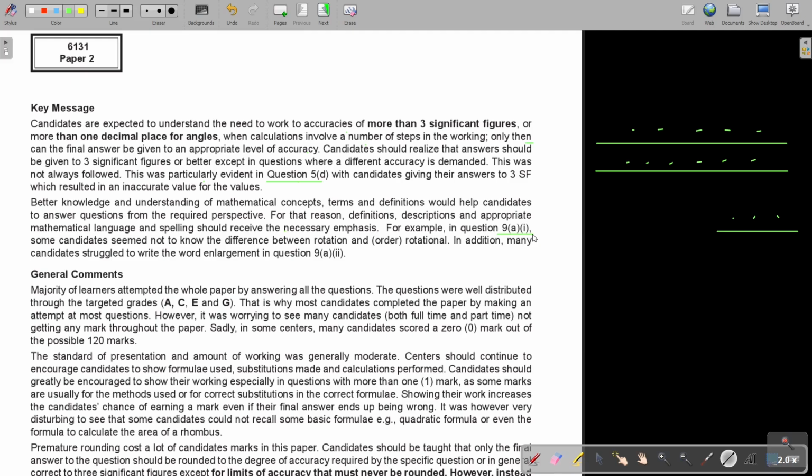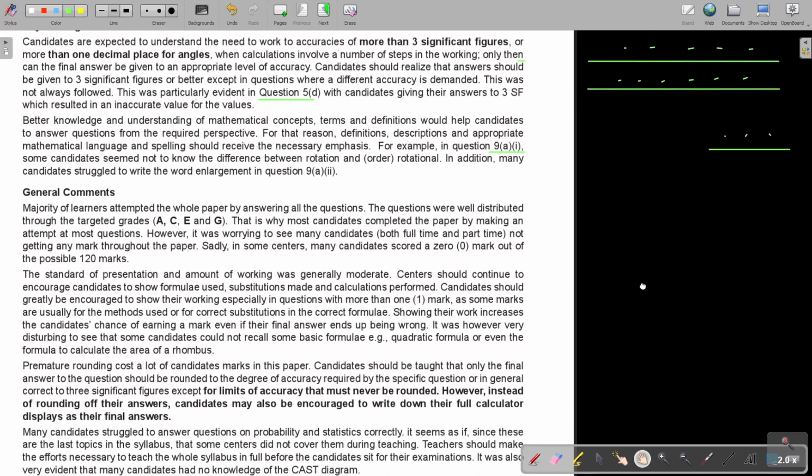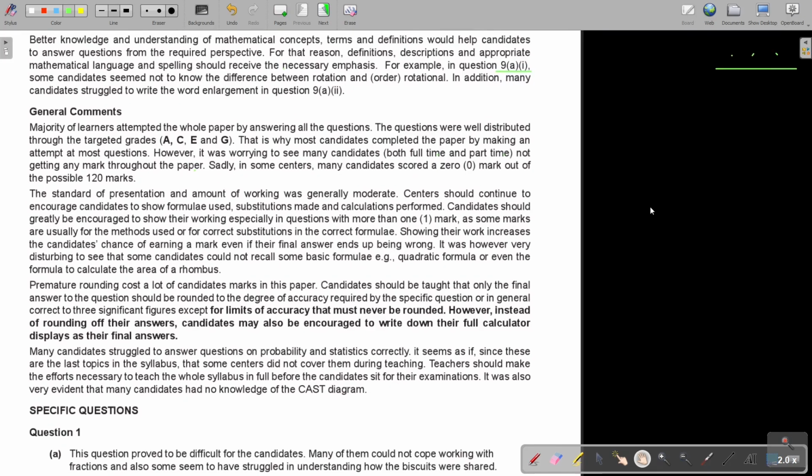However, it was worrying to see many candidates, both full and part-time, not getting any marks throughout the paper. Sadly, in some centers, many candidates scored a 0 mark out of the possible 120 marks. So it doesn't help you enroll and you are not putting in hours. So put in hours, practice. Mathematics is a practical subject. You cannot think you can just go and write it without practicing. Okay, let's just go on.